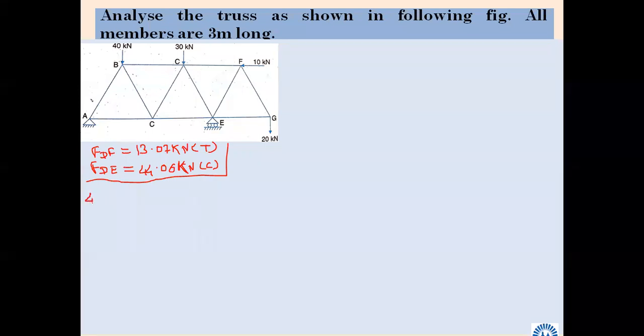Consider which joint we have to consider. Number 4, A, B joint, C, D, E, or fifth. Sorry. Fifth joint we have to consider now. Consider joint E. Is it correct? So point E.